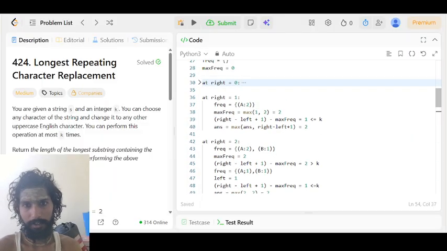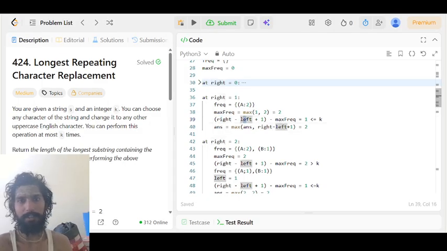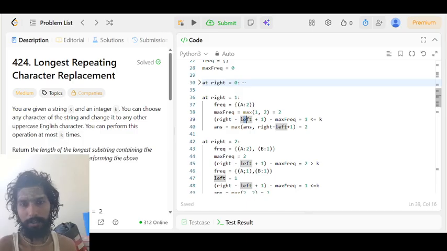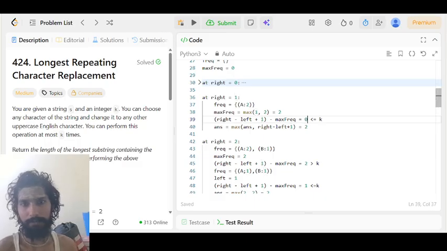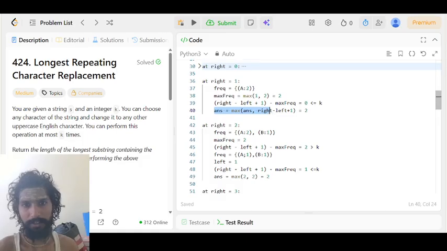Okay, so actually I think it was right equal to 1 and left equal to 0. So 1 minus 0 plus 1, so 2 minus max freq was 2. So 2 minus 2 was equal to 0. So we made a mistake here. It will be 0. And that is still less than or equal to k. So this step is correct.